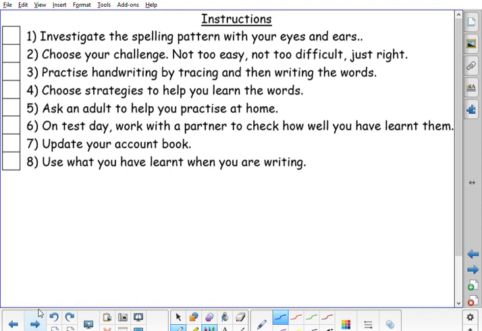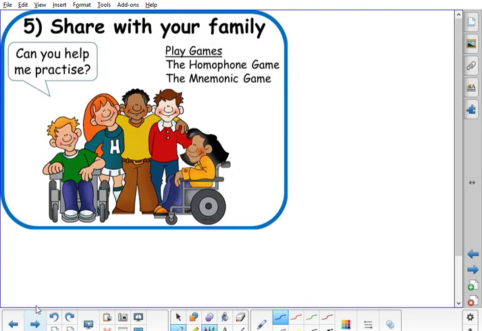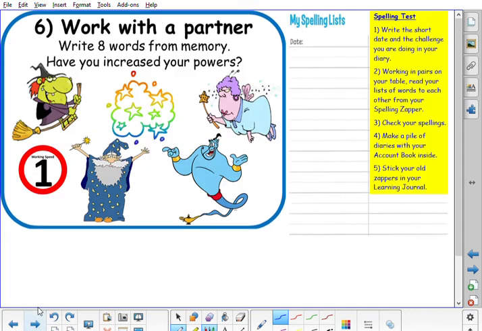On your zapper you've got some instructions and you can tick the boxes. We've now investigated the spelling pattern. You've hopefully chosen your challenge. Hopefully you've practiced handwriting and you've chosen some strategies to help you learn the words. And now it's time to move on to the next 4. Share it with your family. Play the games that I've suggested and practice these words.